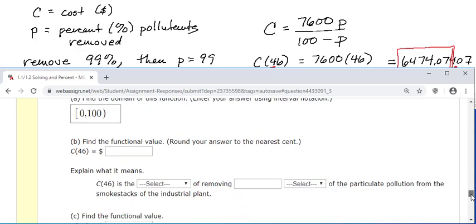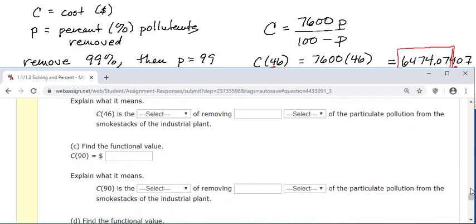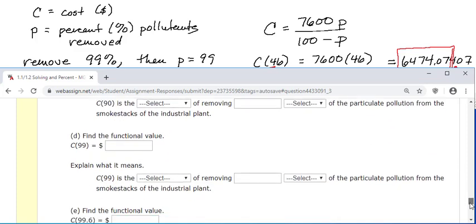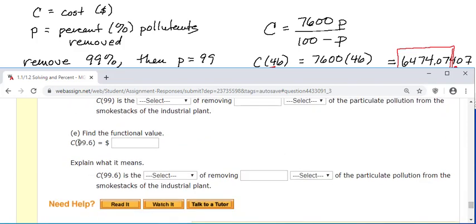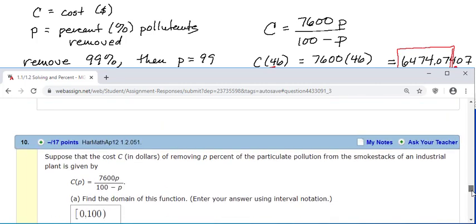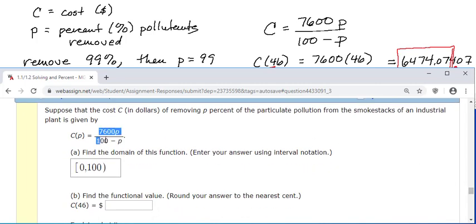And then you can go down through the rest of the problem and find that if you're trying to remove 90% of the pollutants, you could expect it to cost more. 99% of the pollutants, 99.6% of the pollutants. And again, it is impossible to remove 100% of the pollutants because, well, you probably just can't. Practically you could not get all of the pollutants out. But the equation doesn't allow it either because you would end up dividing by 0.